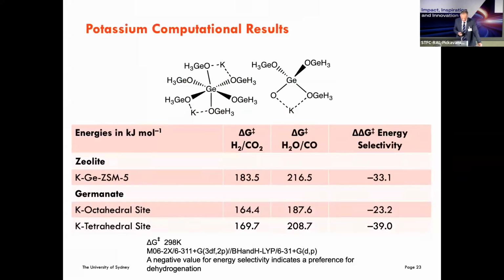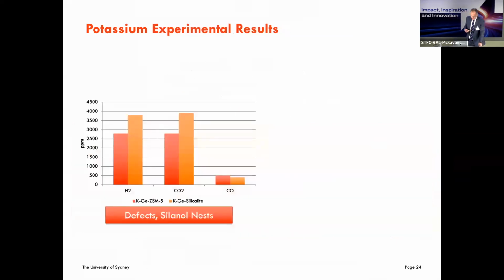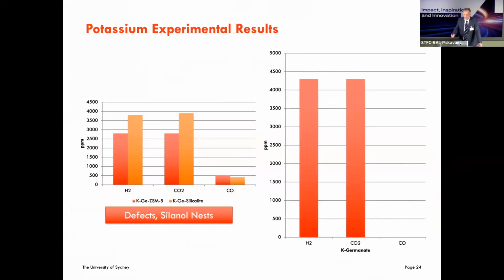We also calculated potassium before, and we do this again, and potassium looks even better. We try it out synthetically, and what we see is, yes, it's not bad inside the zeolite, but I still make some CO. That's because of the silanol nest. If I just use a potassium germanate, I get 100% selectivity. So we ended up getting what we wanted to get through very careful steps in experimental and computational. So I think that really shows the great advantage of the two things working together.